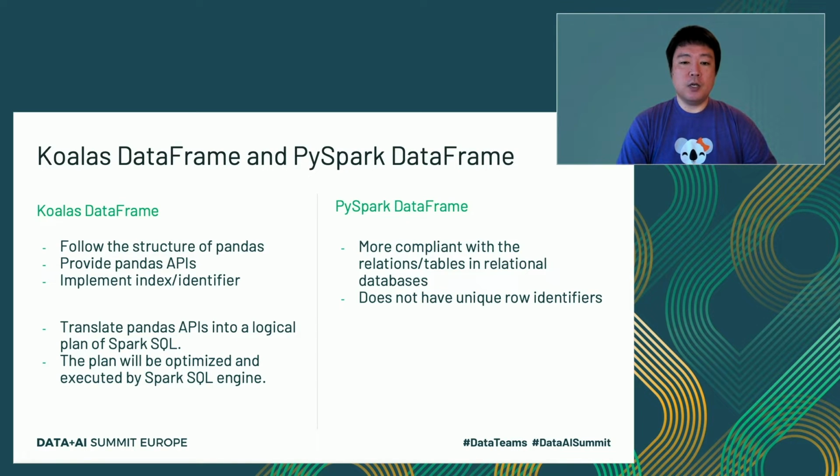Even if Koalas objects have the same APIs as PySpark's, the behavior will be different since it follows pandas behavior. Koalas translates pandas APIs into a logical plan of Spark SQL, and the plan will be executed by the Spark SQL engine. The execution will be done lazily so that Spark SQL's optimizer can come in.